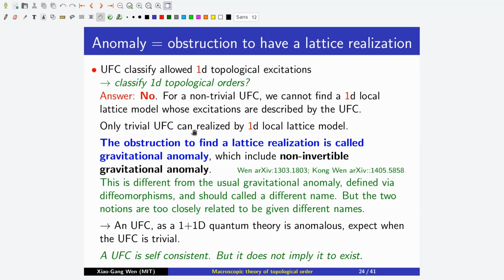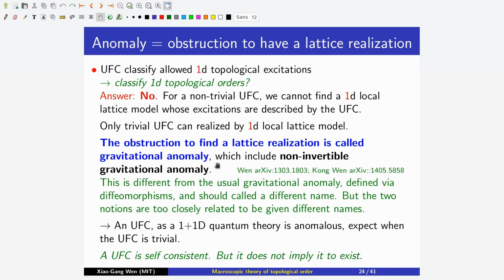The problem is that all these fancy fusion categories, all of them cannot be realized except the trivial one. Only the trivial one can be realized by a one-dimensional system, and everything else is not realizable. So in a sense, there is no lattice model which can realize excitations described by any non-trivial fusion category. So it looks like we did nothing here. You know, we have this very fancy math, but it does not exist.